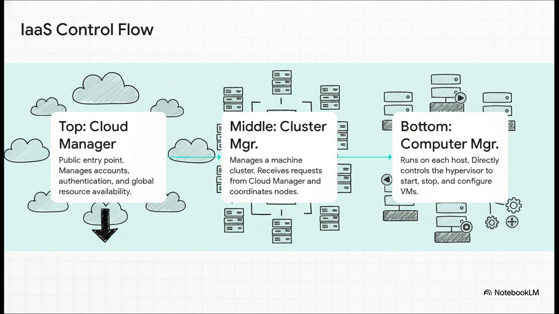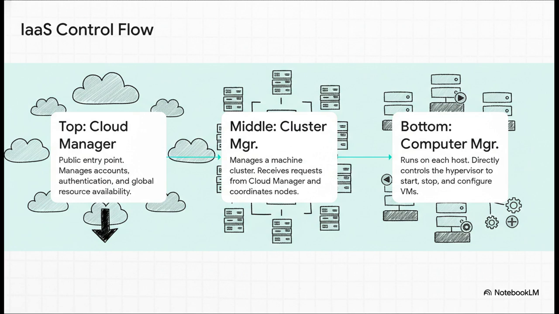Your request first hits the big boss at the top, the cloud manager. It handles all the high-level stuff, like checking your password and making sure your account is valid. Once you're cleared, it passes the order down to a cluster manager. Think of this as a regional manager in charge of a whole rack of servers. Its job is to find one specific machine that has some room. Then it points and tells the computer manager on that machine to get to work.